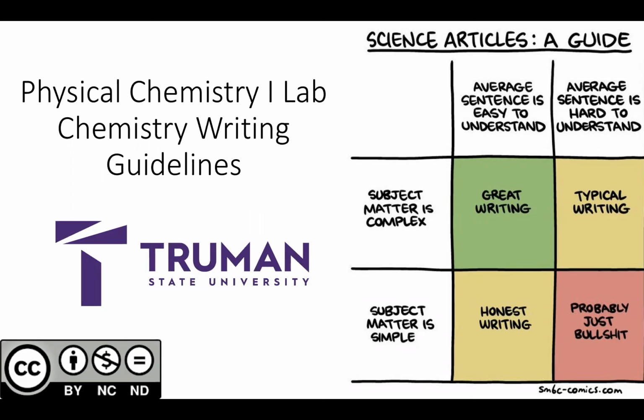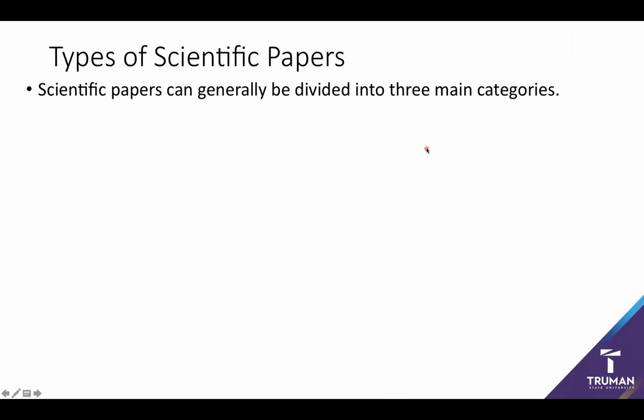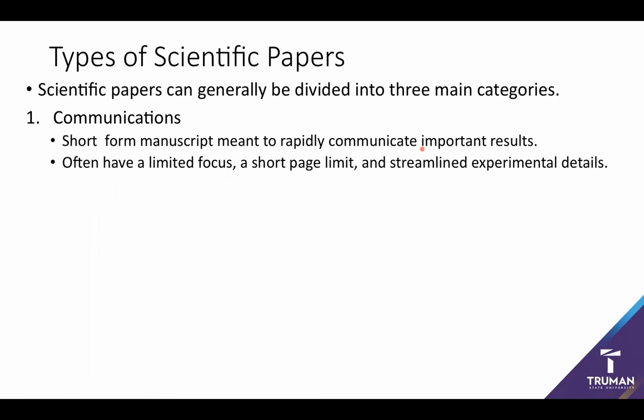So, the first thing that is really important to understand is what we're talking about when we're talking about scientific writing. So, there's three major types of scientific papers you're likely to encounter. The first of which is the communication. These have become of increasing importance in the modern world of everything needs to be out there right away. And the communications are essentially oriented at high priority results.